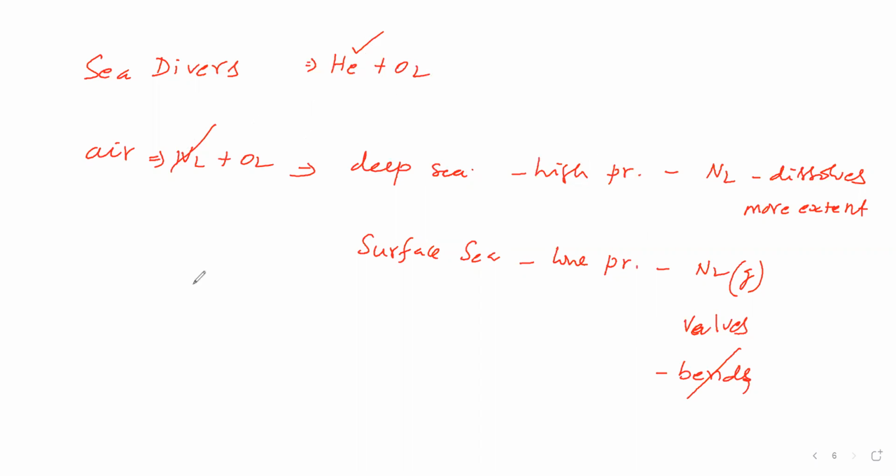Then liquid helium is used as cryogenic liquid. Cryogenic liquid means that will provide very low temperature. Liquid helium is providing 4.2 Kelvin, which is used as a cryogenic liquid. Then helium is used in gas cooled nuclear reactors, we can say.